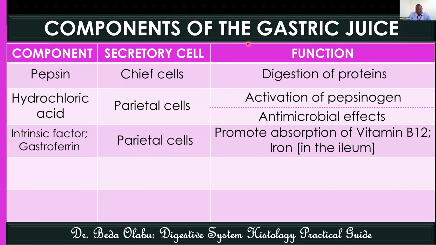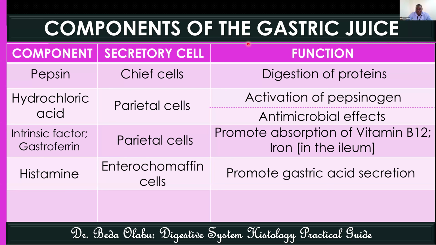The intrinsic factor promotes absorption of B12 in the ileum. The gastroferrin promotes absorption of iron, also in the ileum. Histamine, which comes from the enterochromaffin cells, helps promote acid production via its H2 receptors rather than H1.